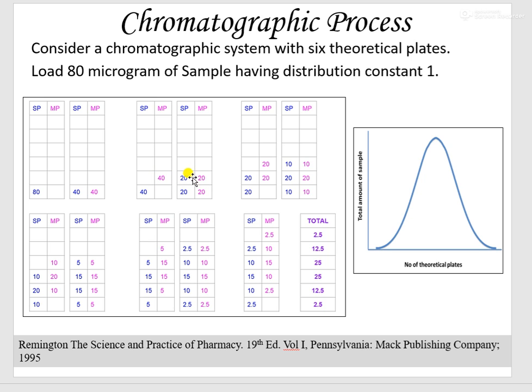Again there will be an equal distribution of your sample, and this process will go on till the sixth theoretical plate. So this will be the scenario at the sixth theoretical plate, and if you combine the total amount of sample that is present in stationary phase and mobile phase, this is the total amount of sample present. If this total amount is plotted versus number of theoretical plates, you will get an ideal Gaussian peak shape. And here there is a maximum amount of sample that is eluted. This value is here. So this point is known as retention time in HPLC, where maximum amount of sample is eluted from the chromatographic system.